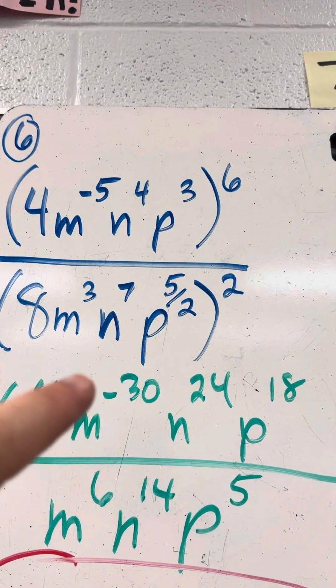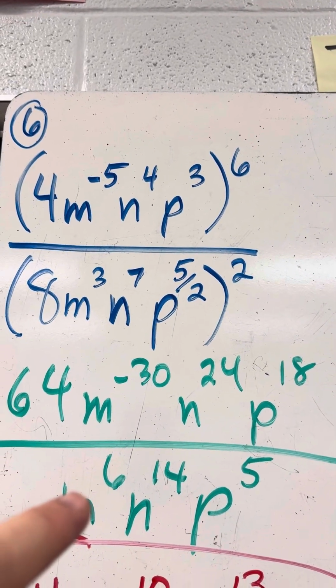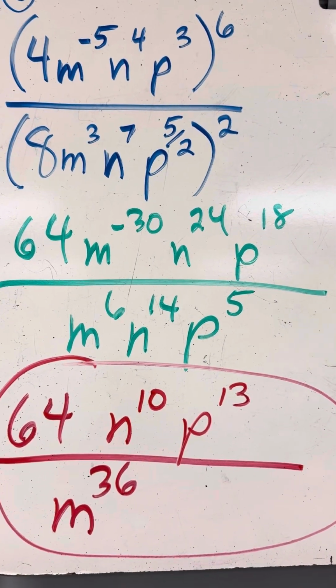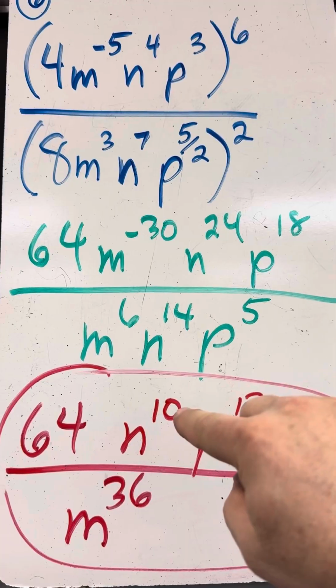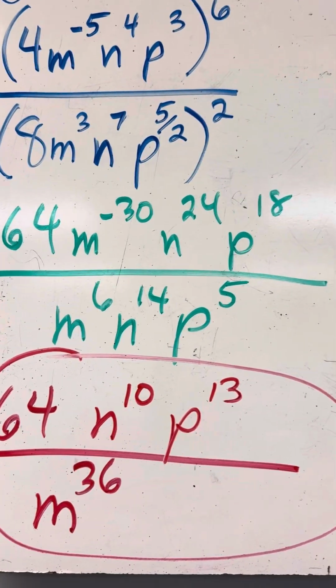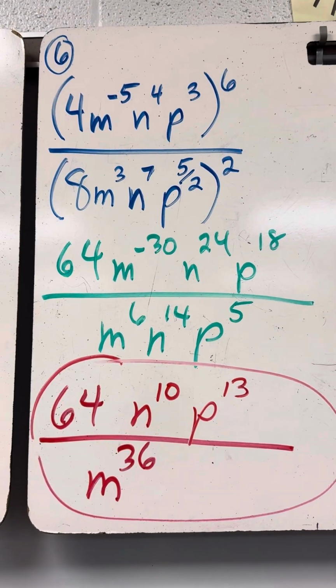Negative 30 moves to the bottom. 30 plus 6 is 36 on the bottom. 24 minus 14 is n to the 10th on top. 18 minus 5 is p to the 13 on top.